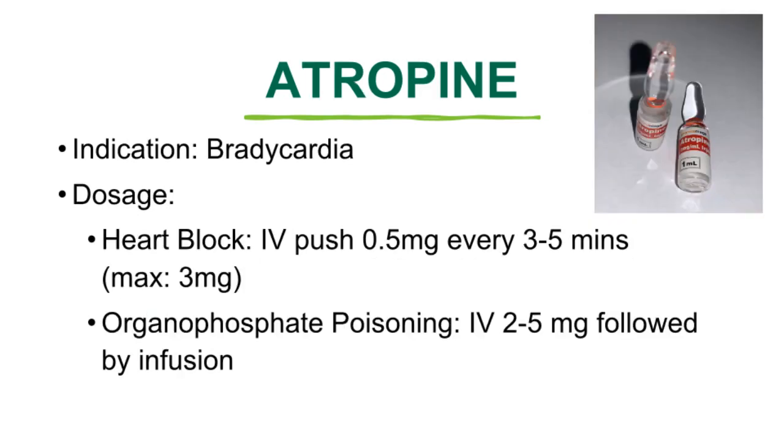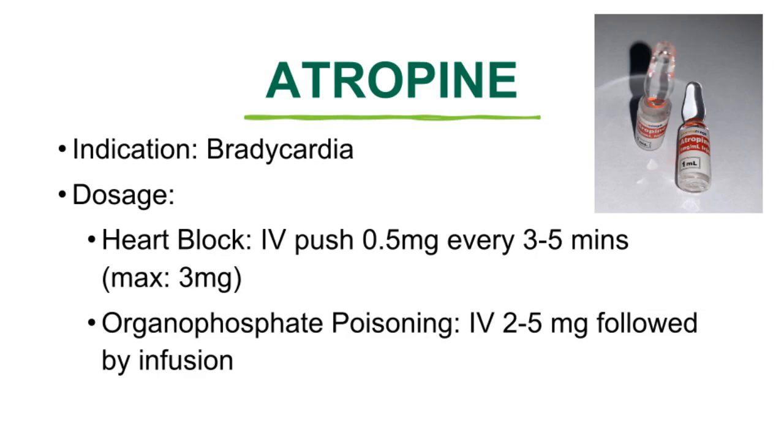Atropine is an antimuscarinic agent. It can be used in bradycardia such as patients with heart block. It also serves as an antidote for organophosphate poisoning. The dosing for atropine is 0.5 mg IV every 3 to 5 minutes as needed, and the maximum total dosage for administration is 3 mg.